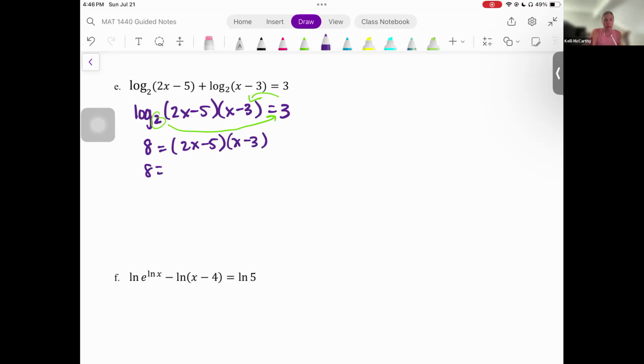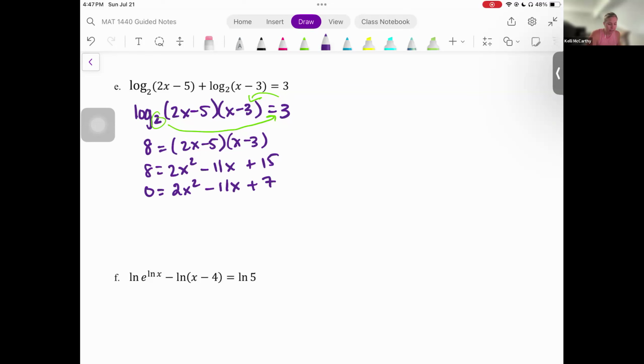We're going to FOIL out on the right. 2x times x is 2x squared. Minus 6x minus 5x is minus 11x. Negative 5 times negative 3 is positive 15. Set this equal to 0: 2x squared minus 11x plus 7.